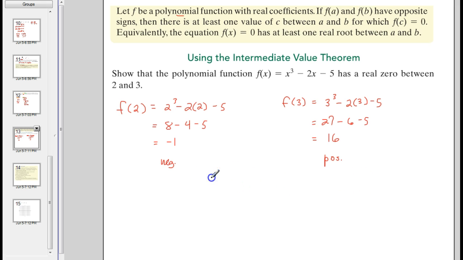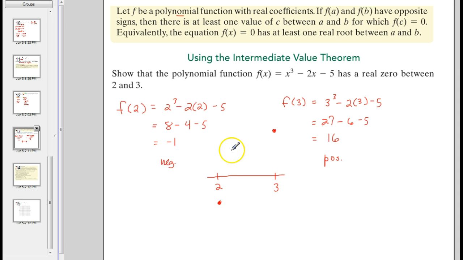Again, let me remind you, polynomials are continuous. So when I plug in 2, I get a negative number, which is below the x-axis. I plug in 3, I get a positive number, which is above the x-axis. Remember, continuous means there's no holes or no gaps, right?